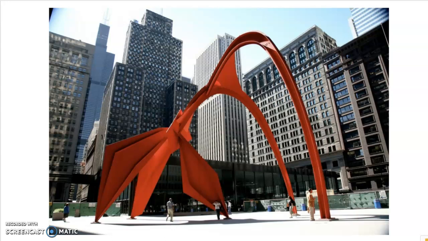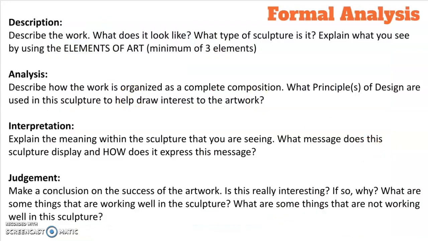So as we're looking at our formal analysis, I want you to do the same type of thinking as you're looking at an artwork and deciding what you think it means and why you think it's interesting or not. So really the description and the analysis help you out when you get to your interpretation and judgment section of analysis. So just make sure that you're really giving yourself a good explanation.